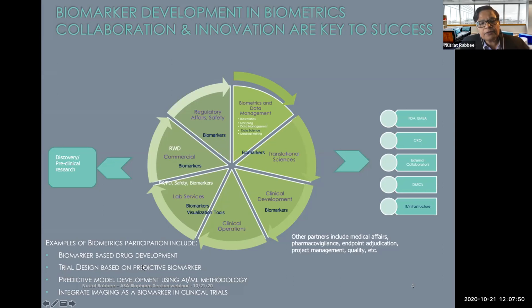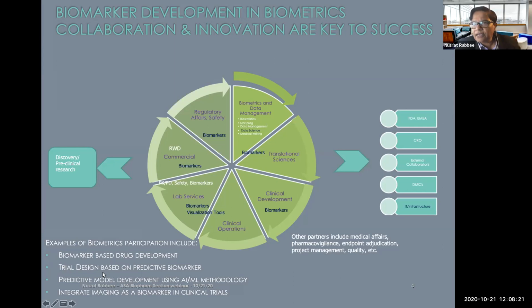Some of the examples here that I have mentioned, and these are just examples, not an exhaustive list of the kind of work that the statistician is involved in. The whole biomarker-based drug development here just says that all phases of drug development now include biomarkers. It doesn't matter whether it's oncology or cardiology or immunology or neurology, where I'm currently working.